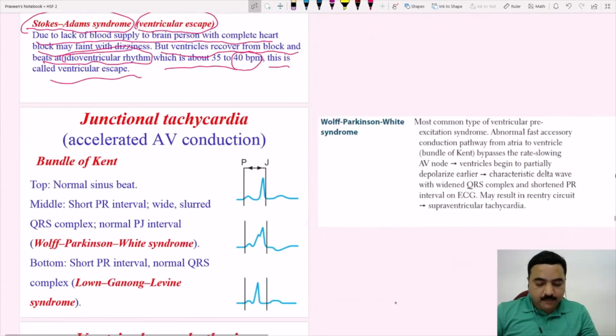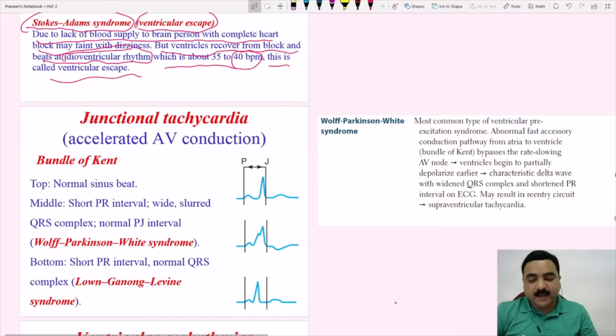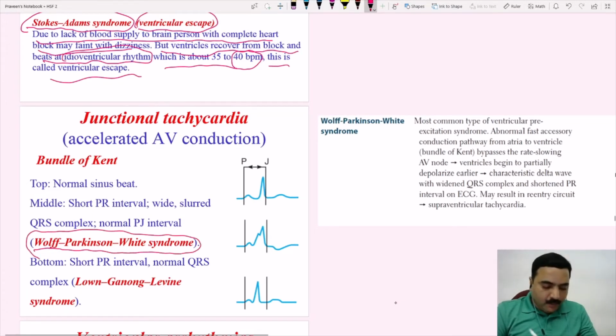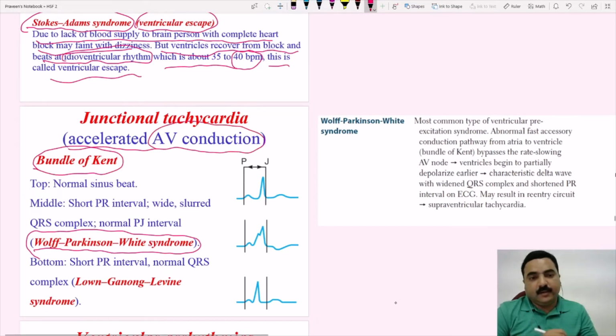The most common one, very important for the exam, is WPW, the abbreviation for Wolff Parkinson White syndrome. So in Wolff Parkinson White syndrome, what happens? There is anatomically a problem. You have a bundle of Kent. It is bypassing the AV node and causing faster conduction. It's not faster conduction through the AV node, but it is bypassing.